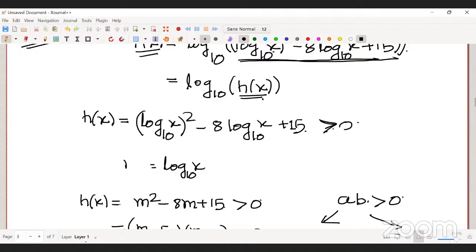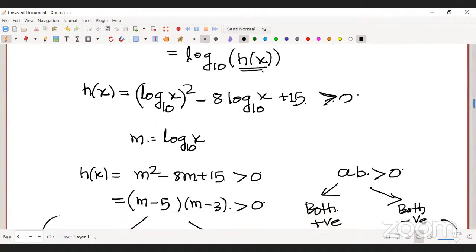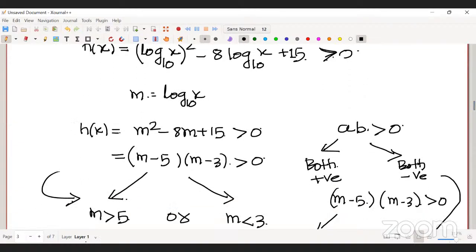So what I did, I replaced this log with a substitute value, m of x, but I'm not writing it, I'm simply writing it as m. Then I have this quadratic function: m squared minus 8m plus 15, which is greater than 0, because I want h of x to be greater than 0.